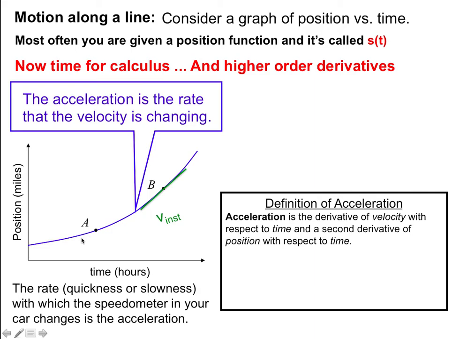And it's the rate at which it's changing. So it's how quickly is it increasing. For that we need to take the derivative of velocity, which is a higher order derivative. Because velocity itself is a rate, the derivative of position, we call that the second derivative.